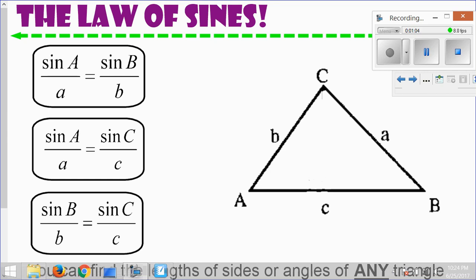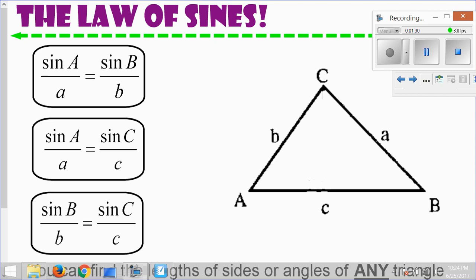And that can be used with any combination of angles and sides. So notice sine of angle A over a equals sine of angle B over b. I could also combine angle A and angle C and side a and c. So sine of angle A over a is equal to sine of C over c. And lastly, the last combination, sine of B divided by b is equal to the sine of C divided by c.